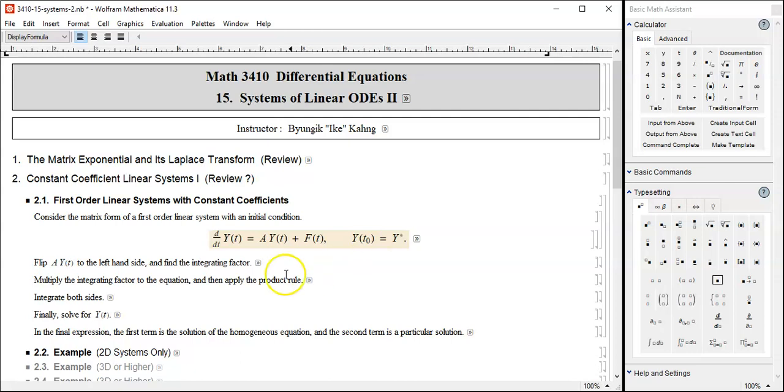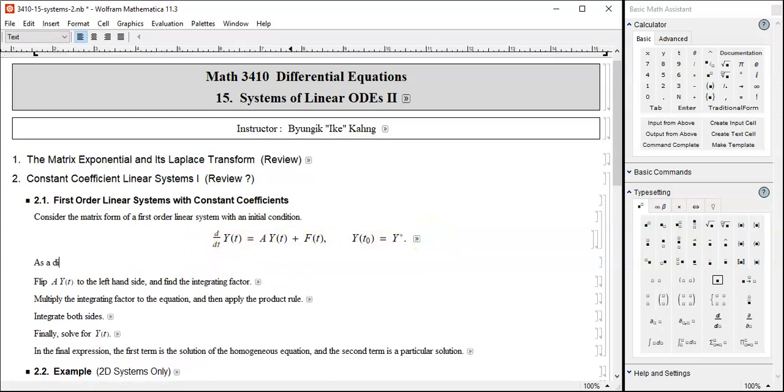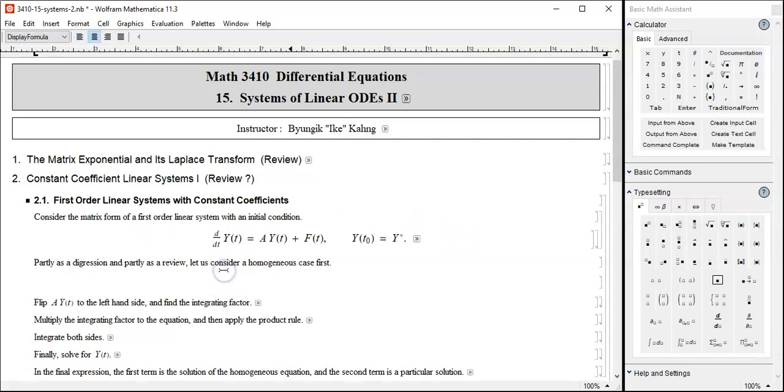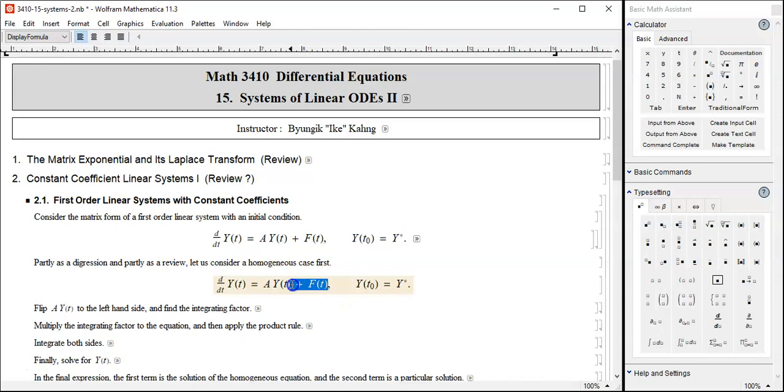In that case, what do we do? Well, let's consider the homogeneous case first, partly as a digression and partly as a review. Let's consider a homogeneous case first. So let's copy and paste this thing here, and let's consider this part.